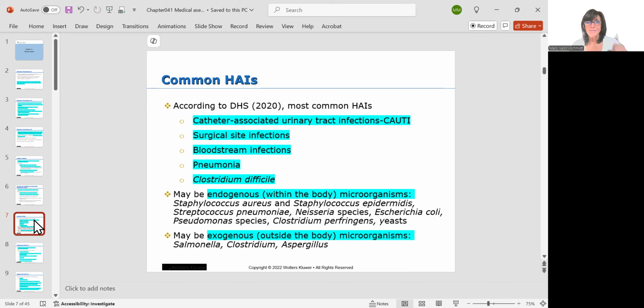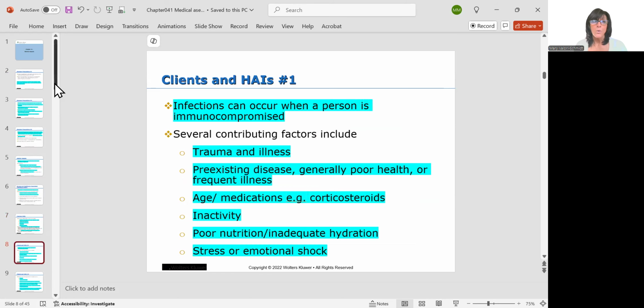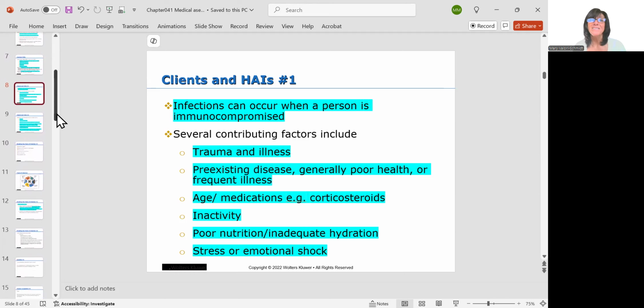Fun fact, when you see words that are italicized, those are the names of bacteria. And there are lots and lots of bacteria out there. Also, infections can occur when somebody's immunocompromised. In other words, their immune system is not up to par as it should be.